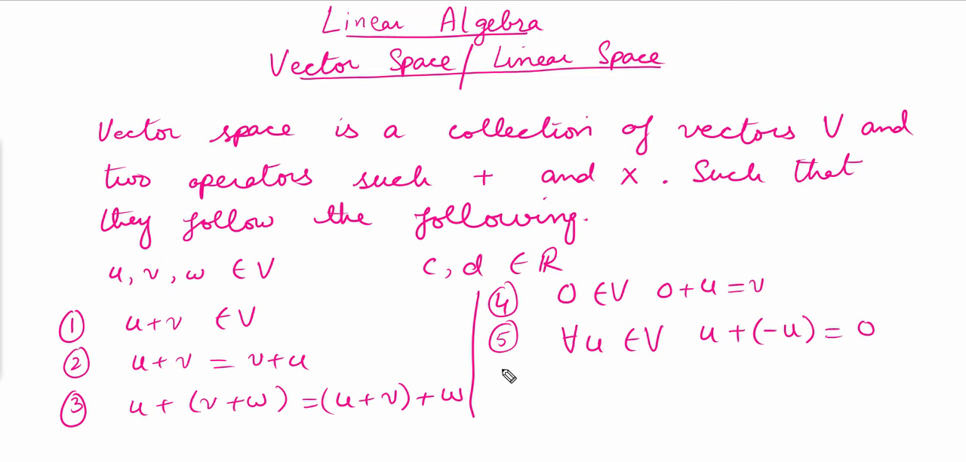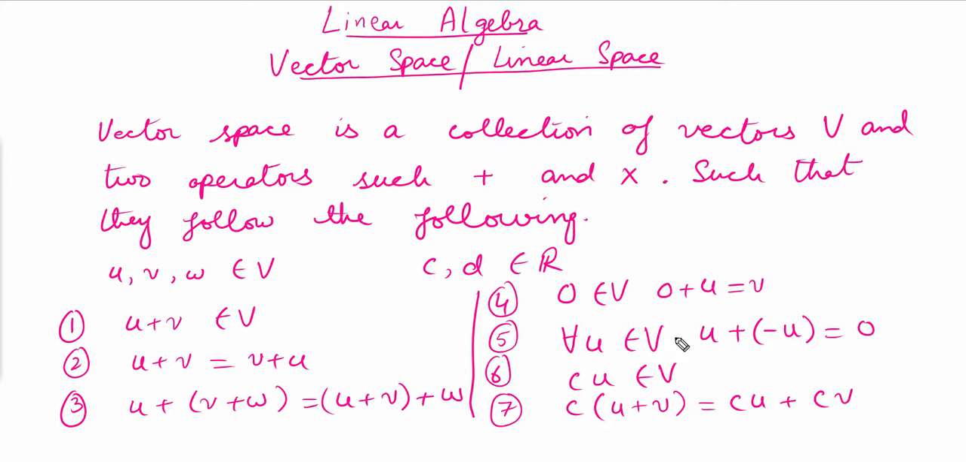Now the next one, if we multiply a constant with a vector, we will get a vector within the vector space. The seventh property, if we multiply a constant with the sum of two vectors, that constant will be multiplied with each vector. So it's like c times (u plus v) will become equal to cu plus cv.